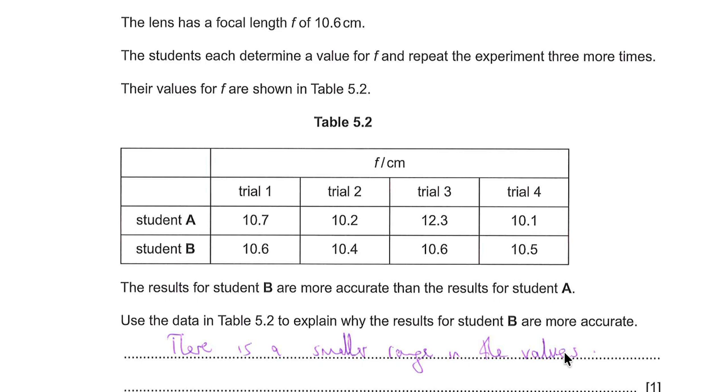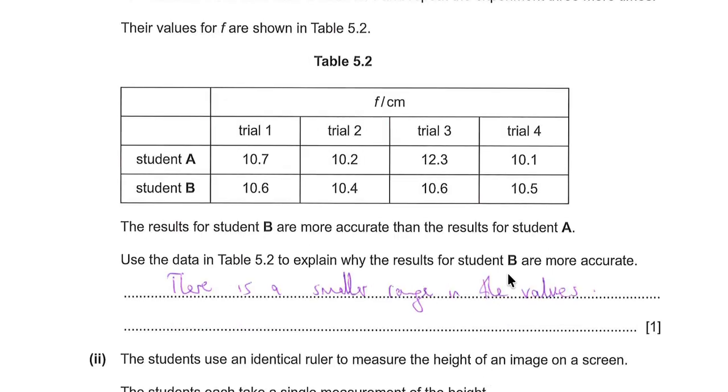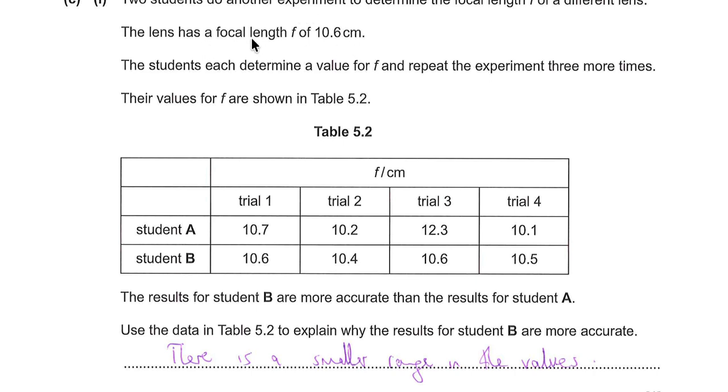I would not get a mark for that because I misread it. Student B's data is more precise because there's a smaller range, but it's also more accurate because the average would be closer to the actual value 10.6. We know f is 10.6, and this data is 10.5. This data would have a higher average, and therefore it is closer. So my apologies, I've written the wrong thing there. I want to make clear that this is not correct. Precision, small range. Accuracy is closer to the result we want.